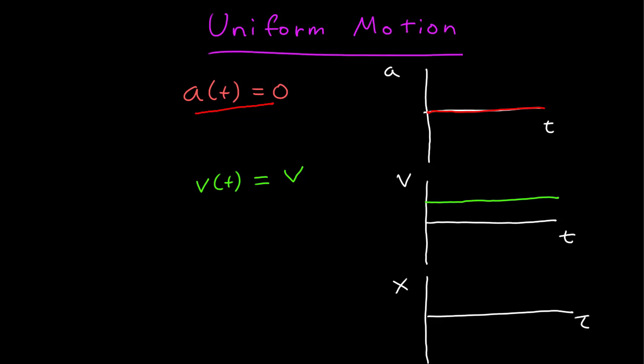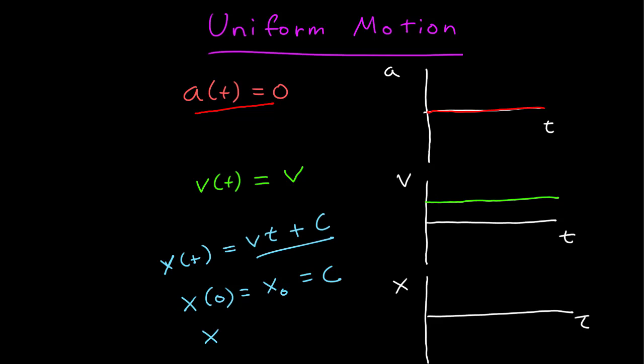And since the position is the antiderivative of the velocity, the position is then that constant times t plus some integration constant, which is the initial position. Because x evaluated at 0 is the initial position, and if I plug 0 into this equation, I just get the integration constant. X as a function of time is the initial position plus the constant velocity times time.